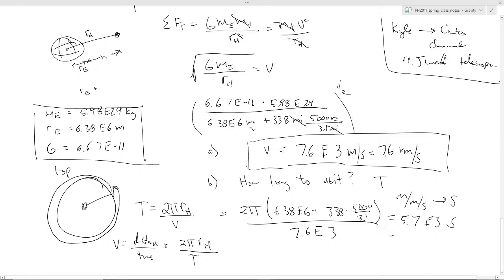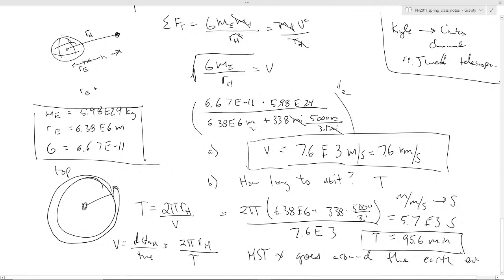So dividing by 60 gives it to you in minutes. This is 95.6 minutes, which is maybe a little more digestible number. So that's telling you that this thing goes around the Earth every 95.6 minutes, which is pretty wild, and it speaks to the fact that it's going so fast. If you were to imagine flying around the world, that would take hours and hours. It would take a day or more.